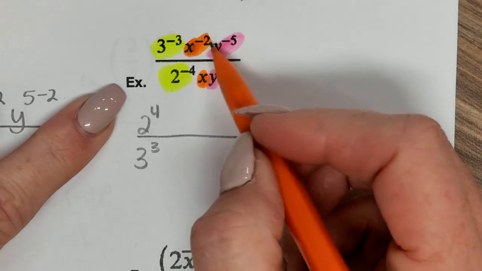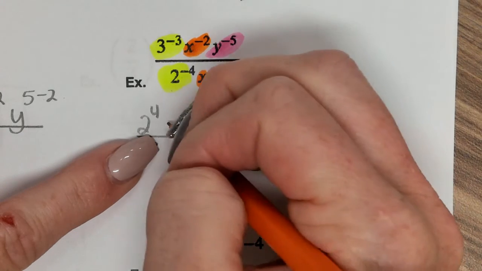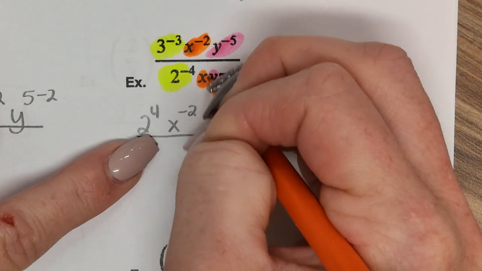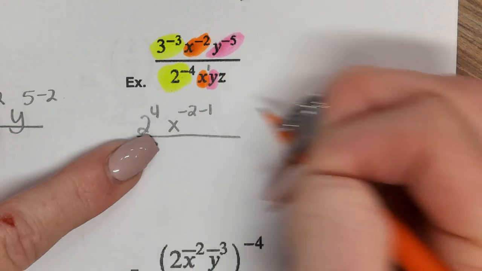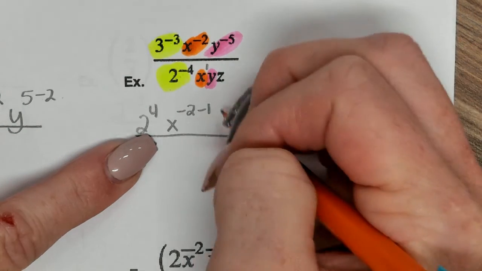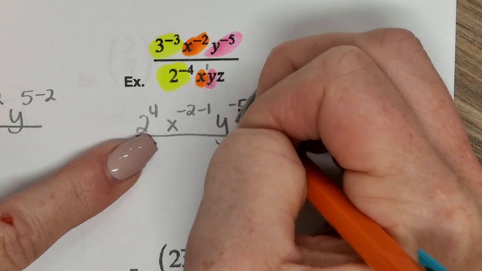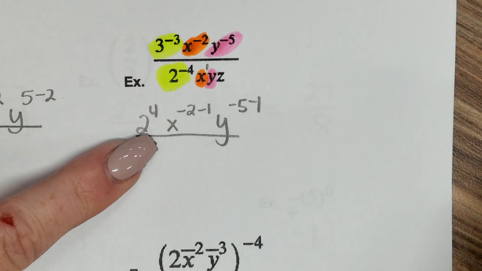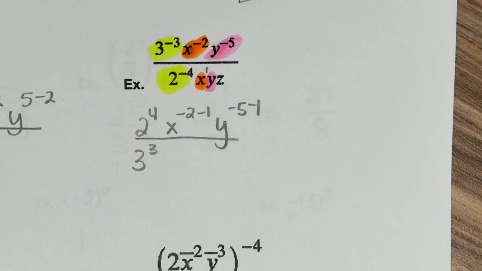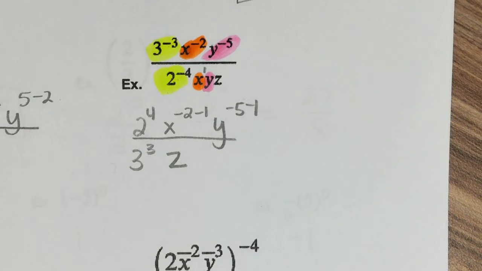And now I'm going to deal with my x's. So I have x to the negative 2 minus what? Minus 1. Then I have y to the negative 5 minus 1. And z is not with anything to be combined, and it's on the bottom, so I'm going to leave it where? I'm going to leave it on the bottom.